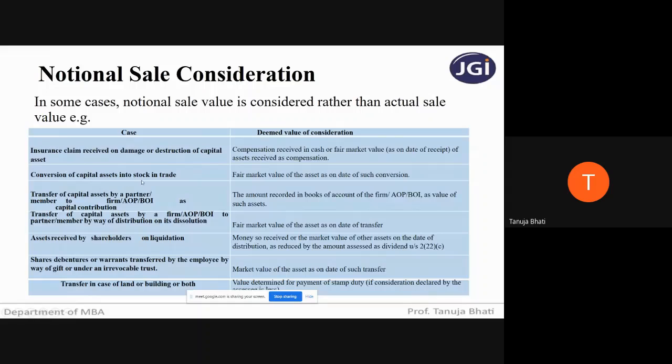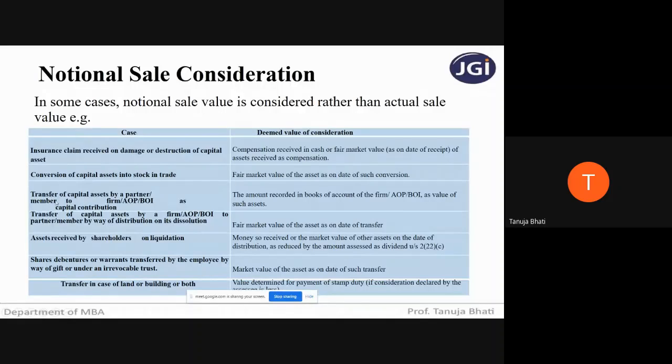Next, conversion of capital asset into stock in trade. We know that this amounts to transfer when you're converting your capital asset into stock in trade. So what is going to be the consideration? It is nothing but a transfer. You're transferring a capital asset into stock in trade. There is a capital asset, which means there has to be a capital gain. To compute capital gain, you require sales consideration. Now, in this case, what is going to be the sales consideration? Fair market value of the asset as on the date of such conversion.